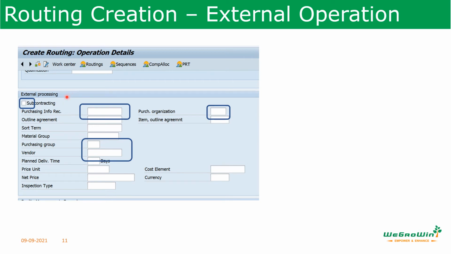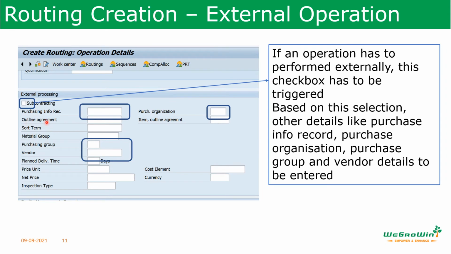When you have any external processing, first you have to select this subcontracting. If your operation has to be processed externally, the checkbox will trigger it. Now, based on this external operation, we would have defined a purchase info record for this. There will be purchasing organization, purchase group details and vendor details required. Those things will be entered. This specific point I will discuss later, when there is a separate topic on how to handle external operation in production. That will be a later lesson, after MRP, when we will cover other things. But now please understand there is an option to enter the external operation details in the routing itself.